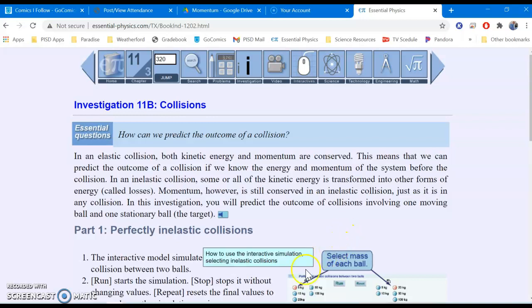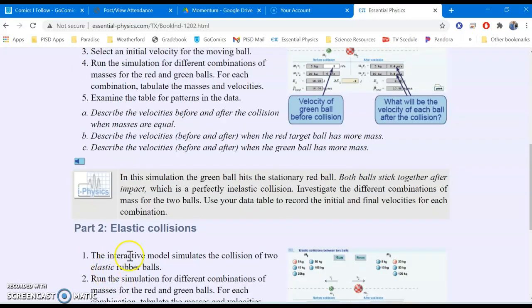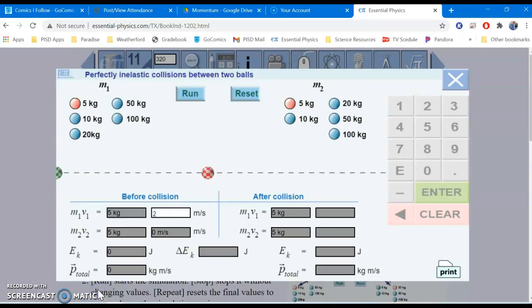Now, there are two things that we said yesterday, part 1 and part 2. Today we're doing part 1, and this is a perfectly inelastic collision. Once again, we said in real life, perfectly elastic and elastic collisions don't happen, but this is not real life. This is a simulation, so we can make it however we please. So that's what we're going to do.